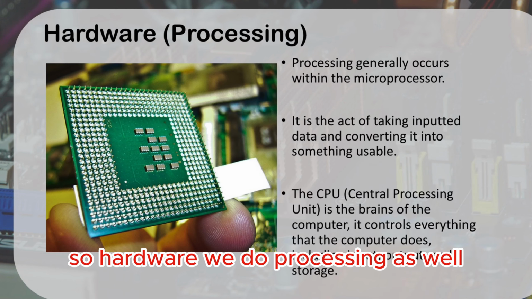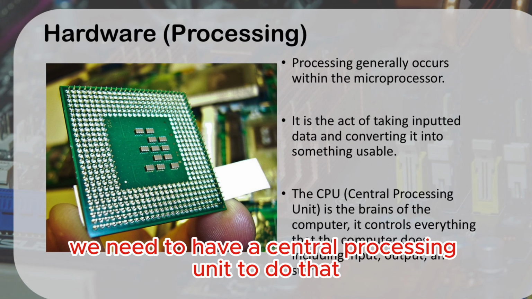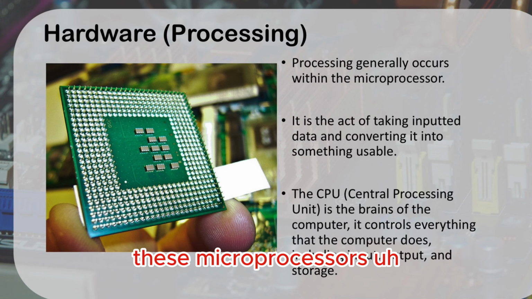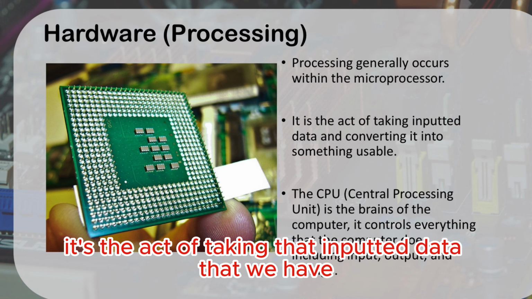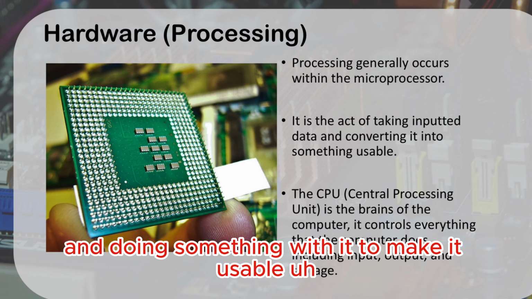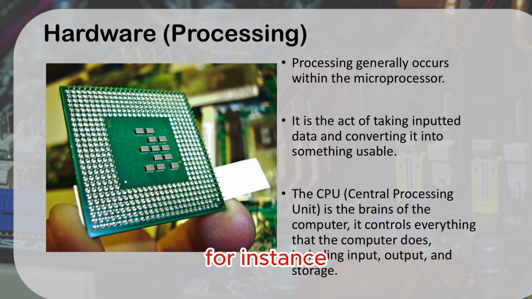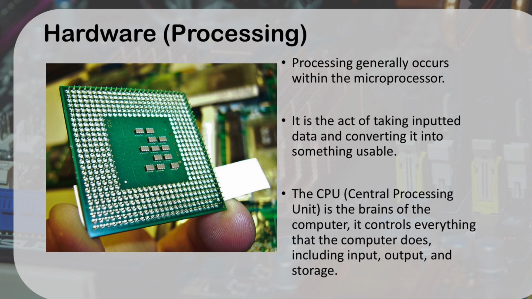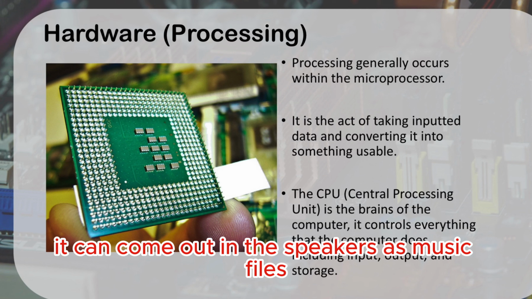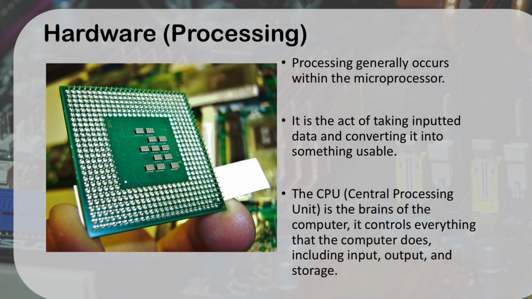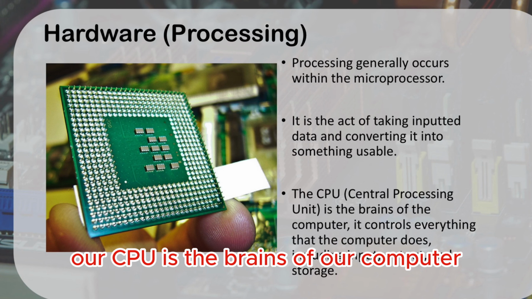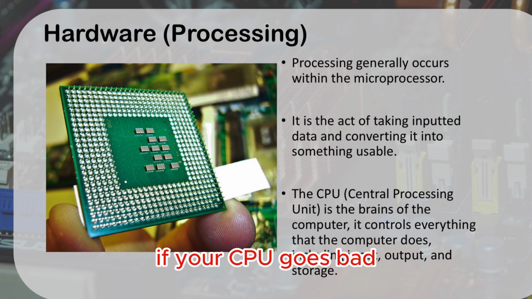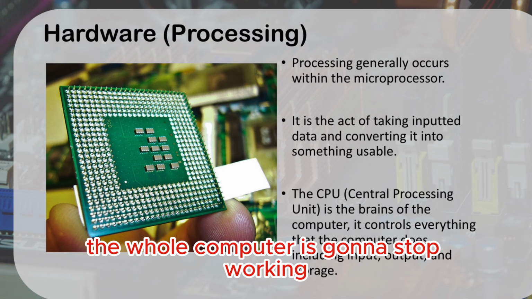So in hardware, we do processing as well, and we need to have a central processing unit to do that. Our processing occurs within these CPUs, these microprocessors. It's the act of taking that inputted data that we have and doing something with it to make it usable. For instance, if I take ones and zeros inputted from a CD, it can come out in the speakers as music files. Our CPU is the brains of our computer. All the data it gets in here, it controls everything and it does everything. If your CPU goes bad, the whole computer is going to stop working.